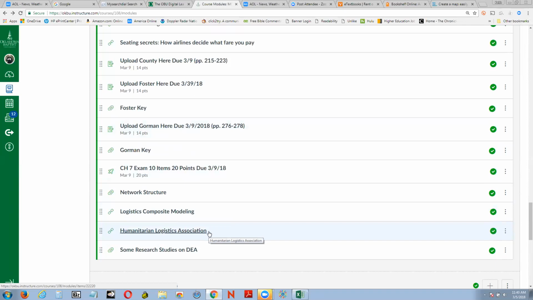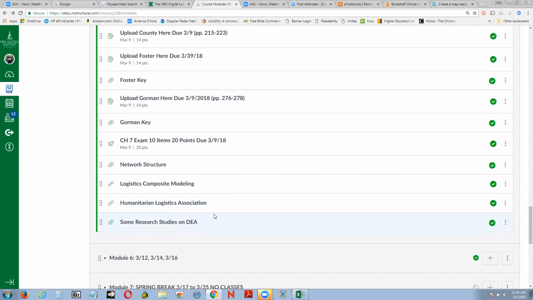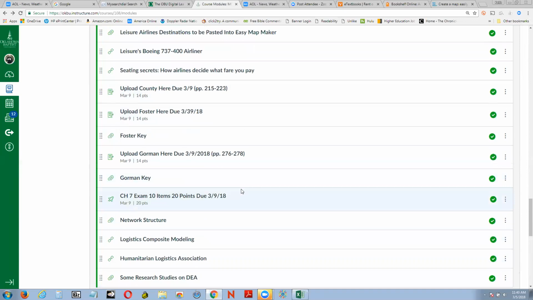And then here are some research studies on the data and development analysis. And it's important for you to see this because these are techniques that will be used one way or the other if you work in a large, complex company that's locationally based. Well, that'll be pretty much it.